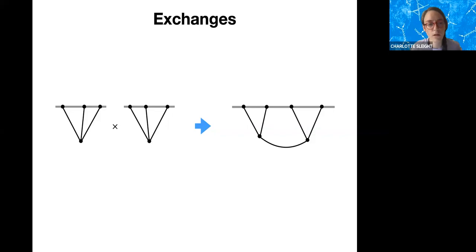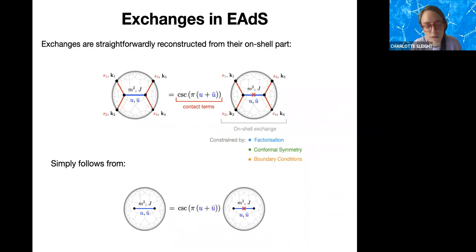So we've seen in the introductory slides that in this Mellin formalism, a propagator can be reconstructed from its on-shell piece, which I denote by this red cross here, by multiplying with this cosecant factor, which encodes the contact ends. And this has some nice significant consequences when it comes to constructing boundary correlators in this framework, because it means that we can just focus on the on-shell piece, which is a much simpler object to deal with and to construct. So in the following, we can just focus on the on-shell exchange, which I denote by this red cross, and we're basically done.